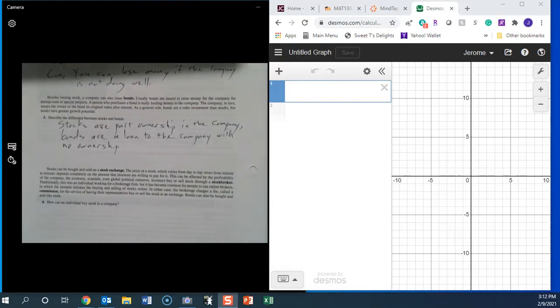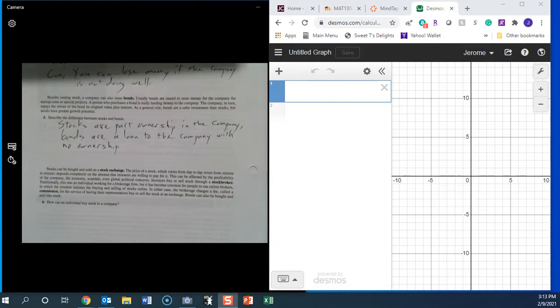Now it says stocks can be bought and sold on a stock exchange. The price of a stock, which varies from day to day, even from minute to minute, depends completely on the amount that investors are willing to pay for it. This can be affected by the profitability of the company, the economy, scandals, even global political concerns. Investors buy or sell stock through a stockbroker. Traditionally, this was an individual working for a brokerage firm, but it has become common for people to use online brokers, in which the investor initiates the buying and selling of stocks online.